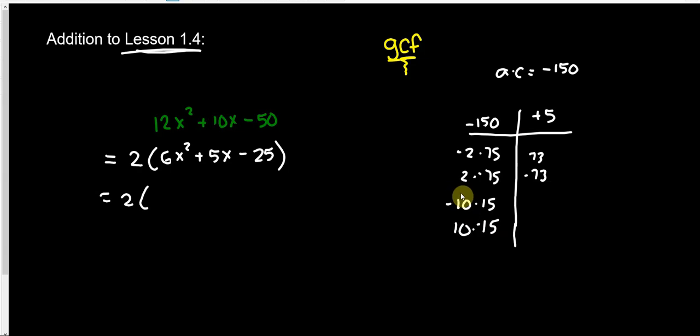Let's see. Negative 10 plus 15. Oh yeah, that's the positive 5. This one is the negative 5. So here we have our winner. Ding, ding, ding, minus 10 and a positive 15.